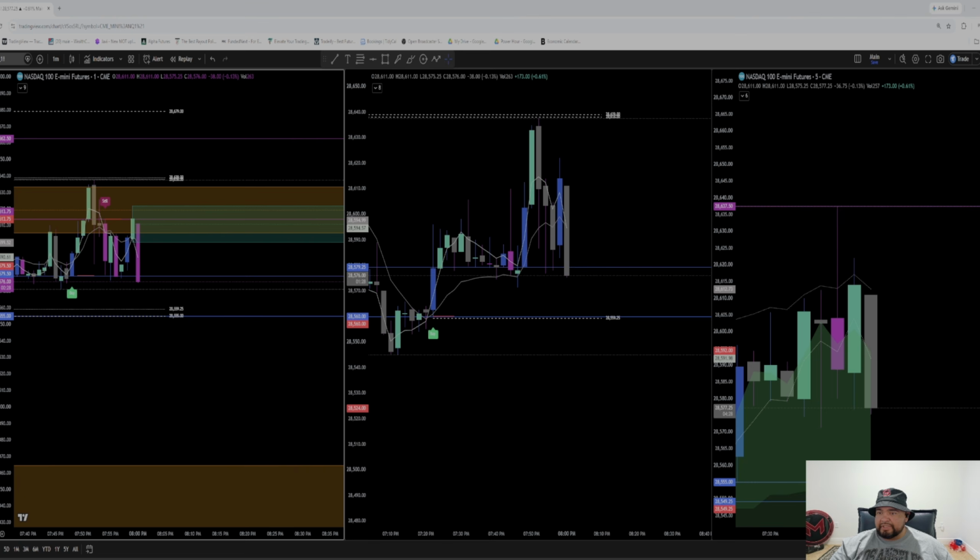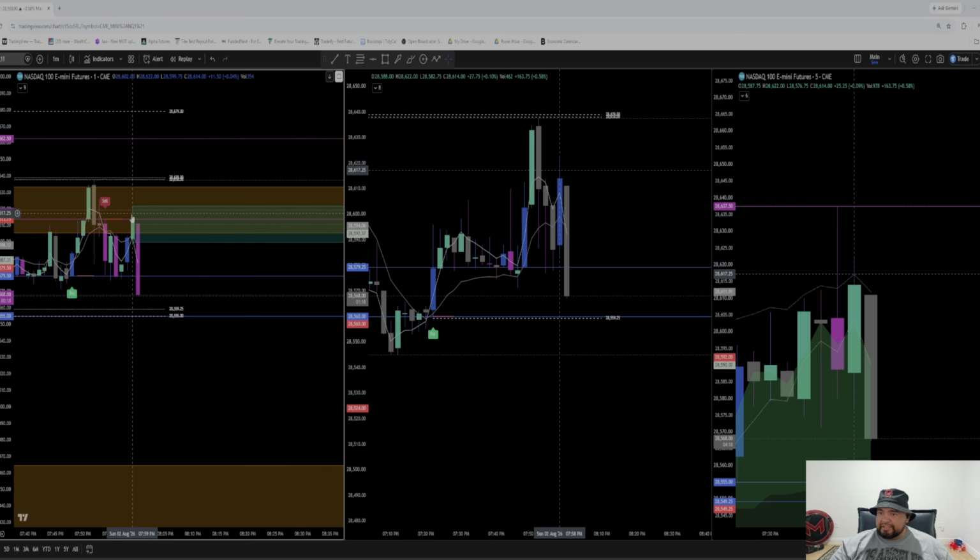There's 580. That 2 minute trying to pull down. Oh, melted right through it. All right, and then 560 would be next. Look at that. Nice clean rejection.